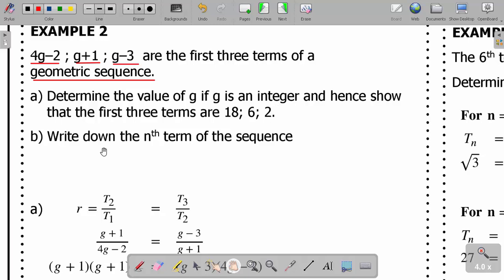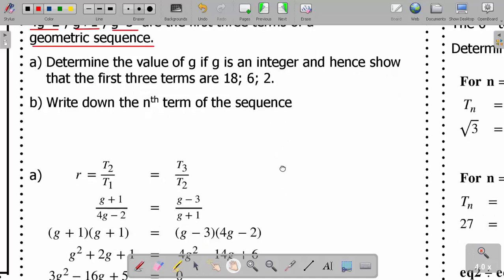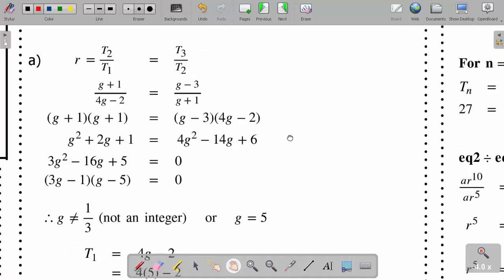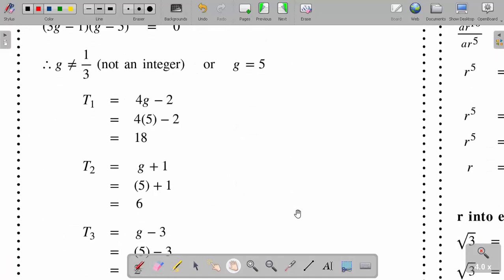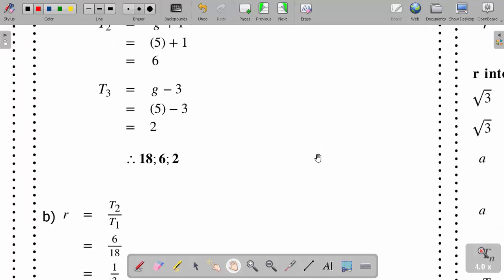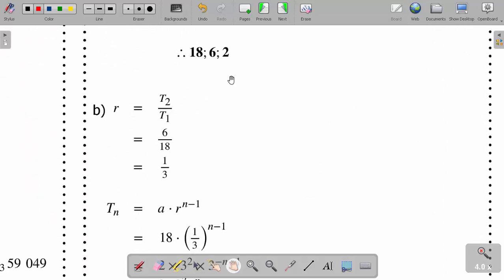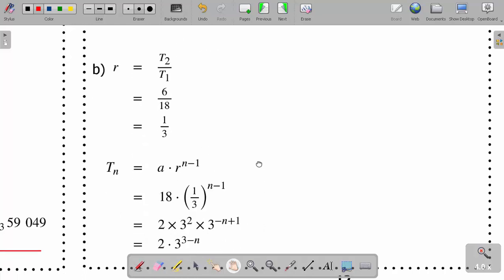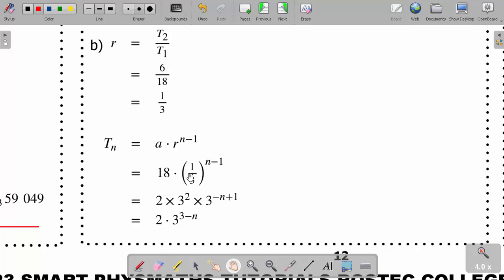Now they said write down the nth term of the sequence. After getting the first 3 terms, we can now find the common ratio, and then we have the first term. So our common ratio is going to be 6 over 18, which is 1 over 3. What about our first term? It is 18 here. So I'm going to say 18 times 1 over 3, that's the common ratio, power n minus 1. Now 18 is the same as 2 times 3 squared.